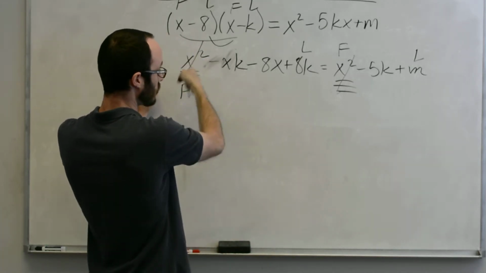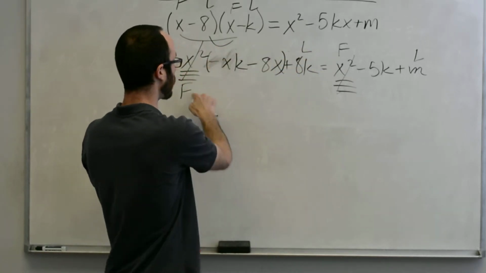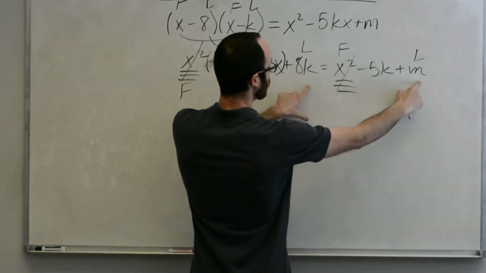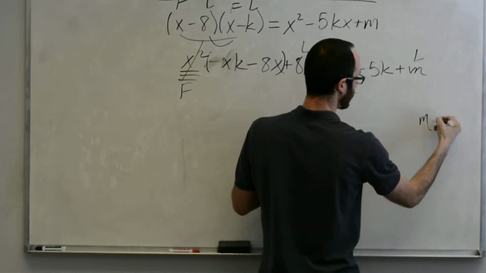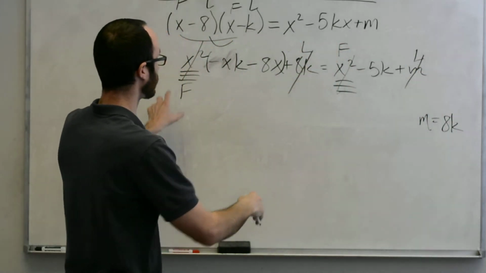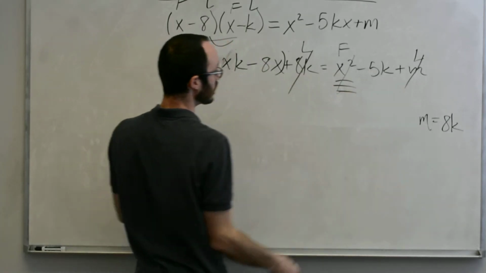So like foiling: first, outer, inner, last. This would really be all of your outer together in here. So first, outer, inner, and last. So what I'm allowed to assume is that m is actually equal to 8k. And I can table that for now. I can just take that out the same way that I took out the x squareds because I knew those were equal. I knew my last terms would be equal as well.